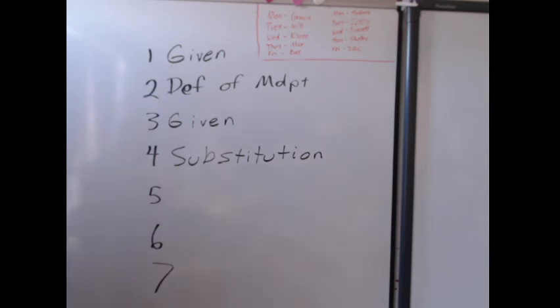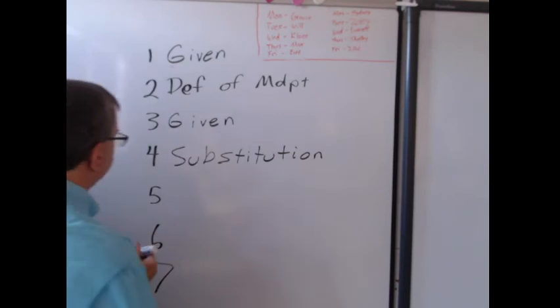Okay, number 5. So on number 5, if 4 is MN equal to KL, LM is equal to MN, so now LM is equal to KL, that is what? Transitive. Very good, Destiny.